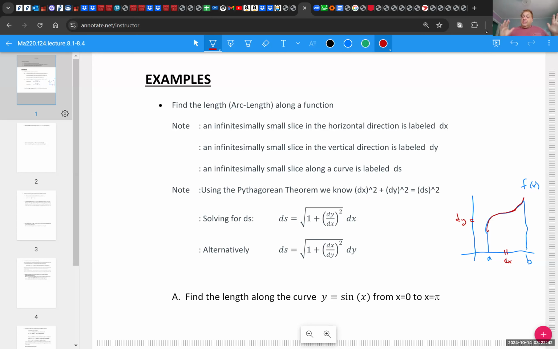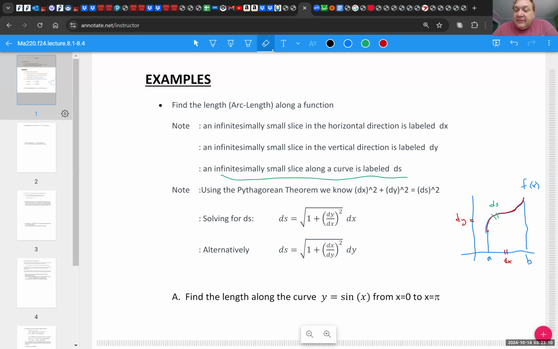So we need to break up the curve into small slices. We're going to do that by drawing, for example, a little slice right here. And we need a notation for that. It's not dx, it's not dy. You could call it df maybe, but the math people, they get to decide a lot of things. They call this ds. So ds is a small slice along the curve. That's just the standard notation we use for that.